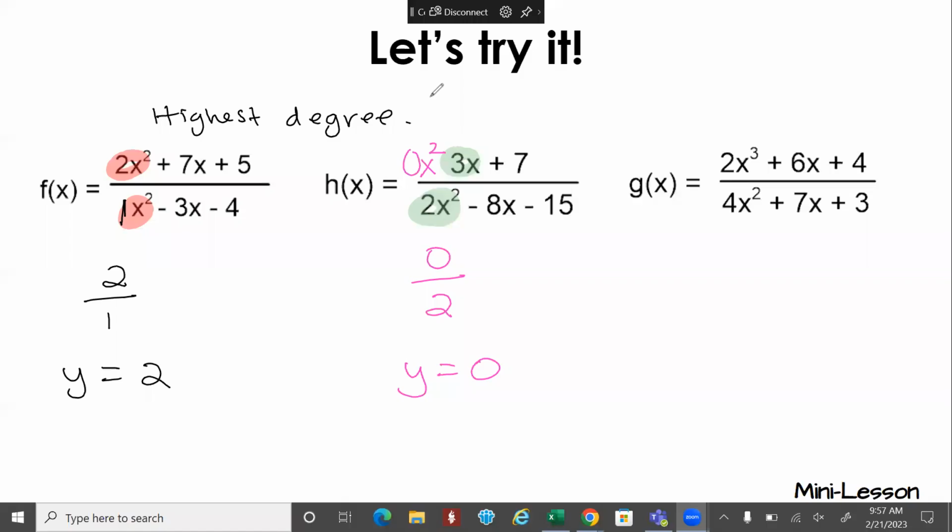Here's the one that everybody gets confused. Are you ready? This is the one that everybody messes up on. Okay. So looking at this one, we've got 2x to the third and we got 4x squared. They're obviously not the same degree, right? So which one's bigger, the top or the bottom? Top. So we need to add a 0x to the third in the bottom. So now we're going to take 2 and divide it by 0. However, when you type that into your calculator, you're going to get error or undefined. So there is going to be no horizontal asymptote.